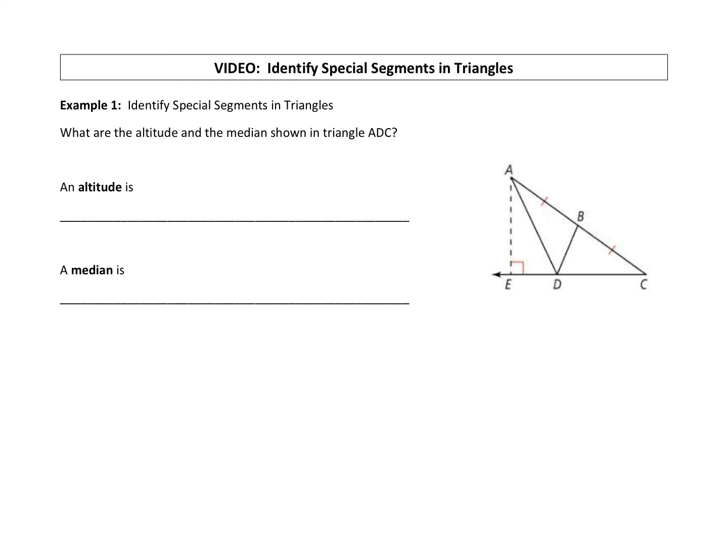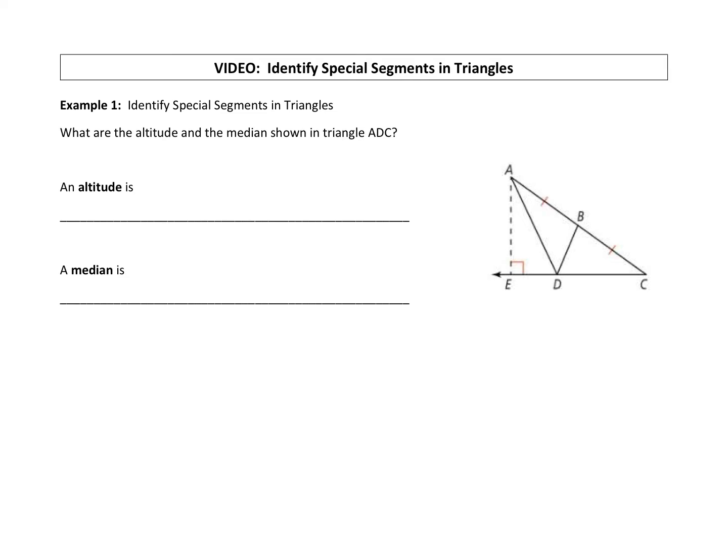All right, so in our first example, we're going to identify special segments in triangles. Example 1, what are the altitude and the median shown in triangle ADC? So first, let's define what an altitude and a median is of a triangle.